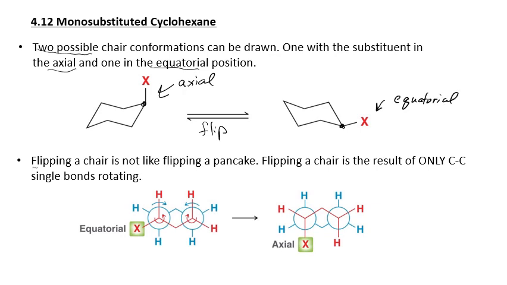Right. And again, flipping the chair is not like flipping a pancake. It's a result of carbon-carbon single bonds rotating. So you actually get a bond rotation that causes this flip and your substituents to go from equatorial to axial. So you might have to just stare at this and try to think about how this is working and really see this. I recommend drawing or actually building the model for this.